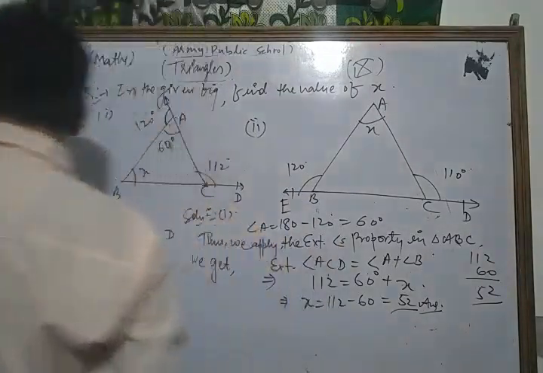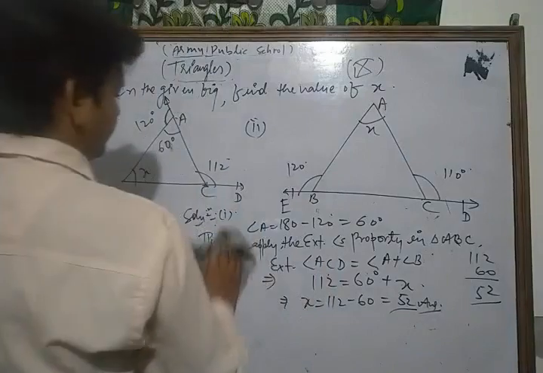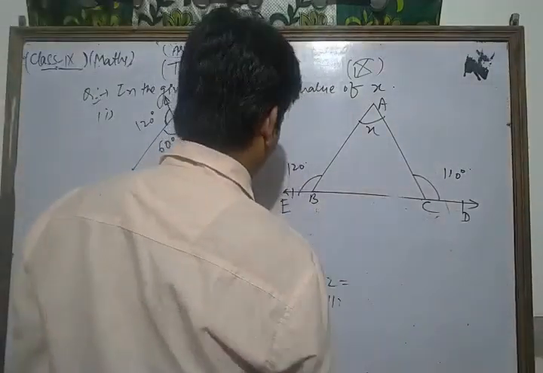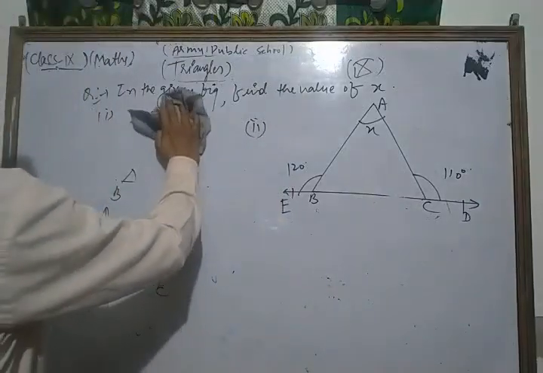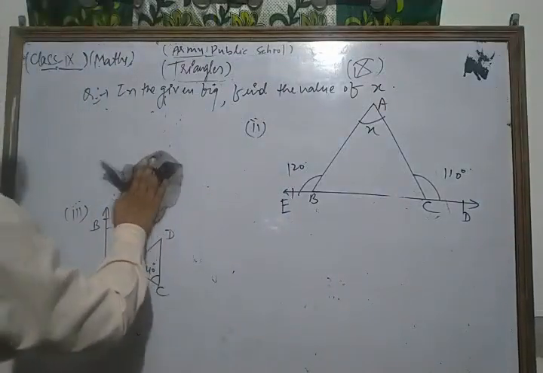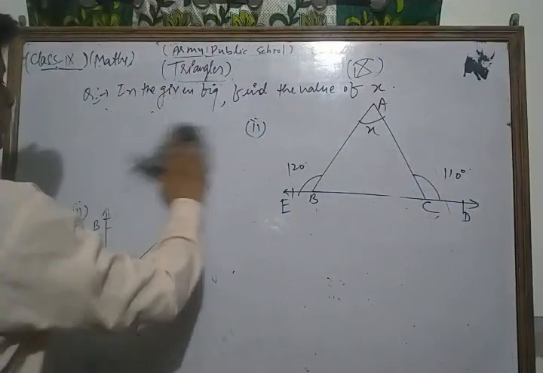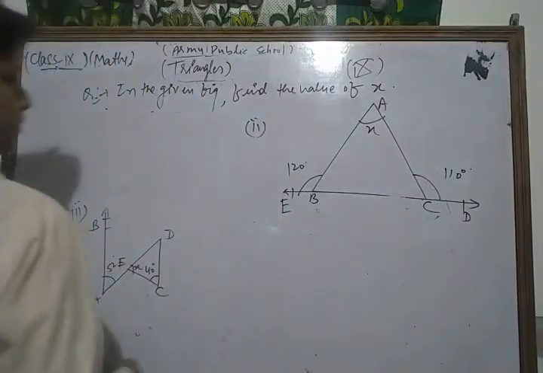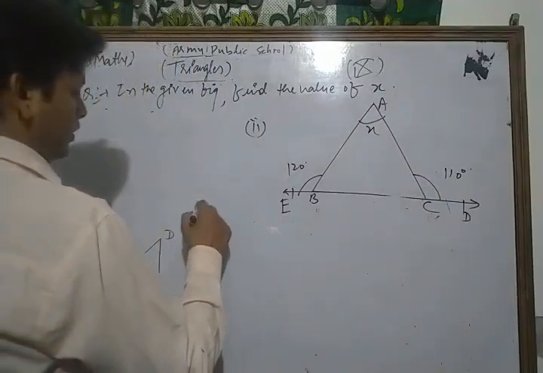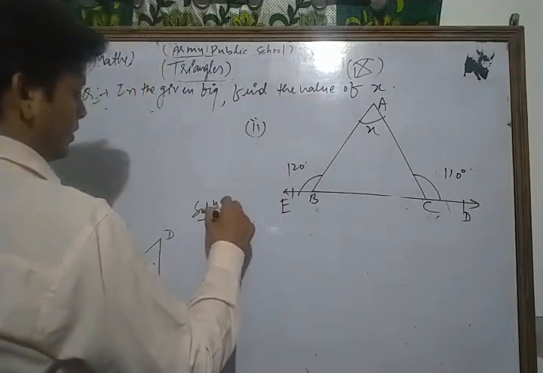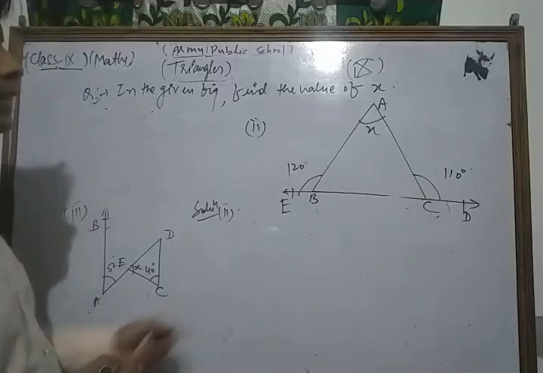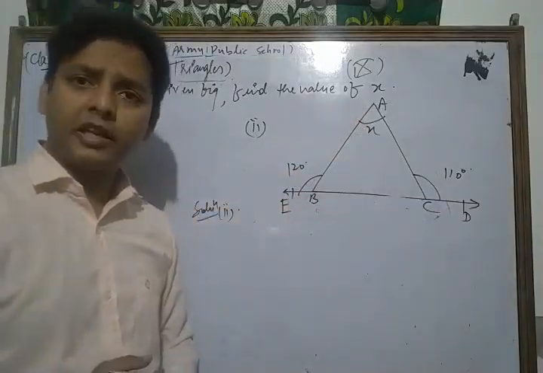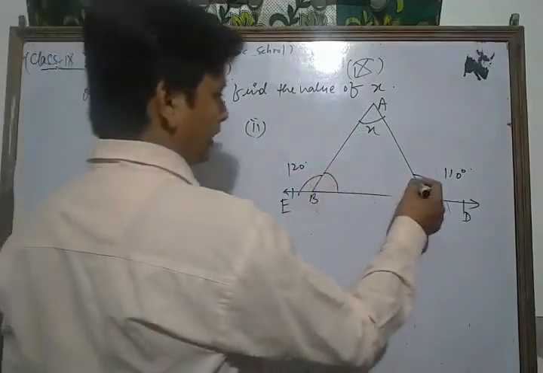Similarly, we take and solve the next part of this question. Let's see. Now we take and solve the second part of this question, which is what? Let's see. In triangle ABC, here EBCD is a straight line, and so they form a linear pair.